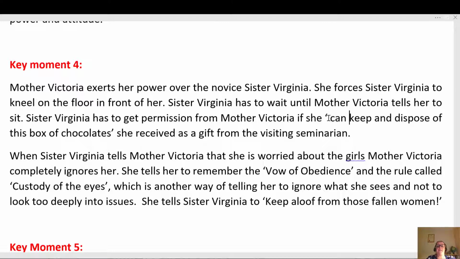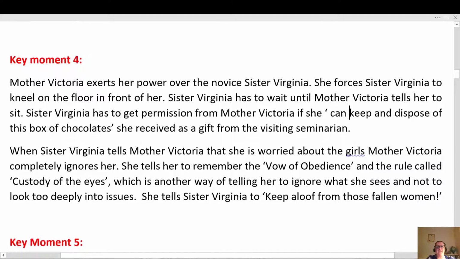When Sister Virginia tells Mother Victoria that she is worried about the girls, Mother Victoria completely ignores her. She tells her to remember the vow of obedience and the rule called custody of the eyes, which is another way of telling her to ignore what she sees and not look too deeply into issues. She tells Sister Virginia to keep aloof from those fallen women.